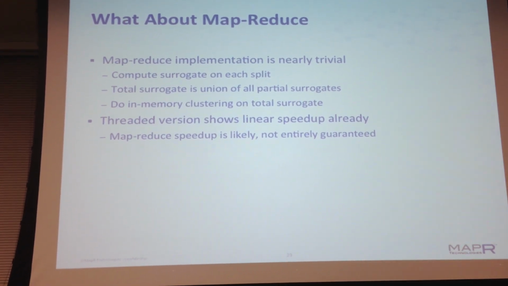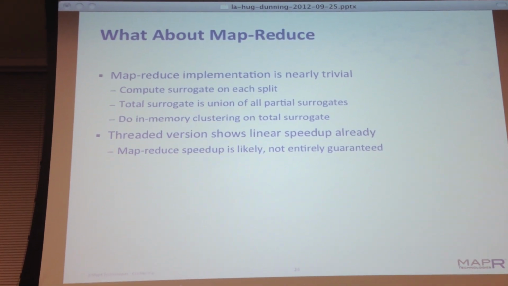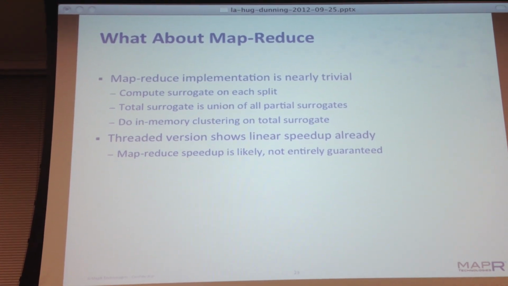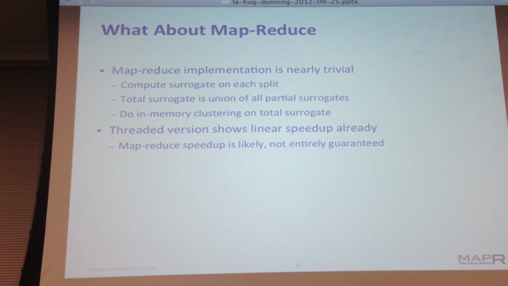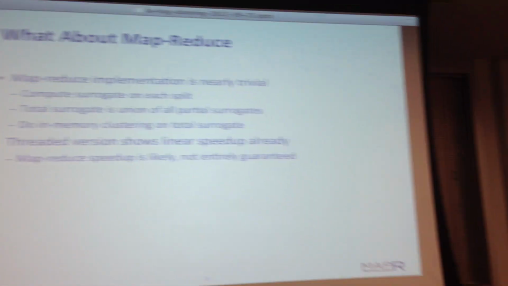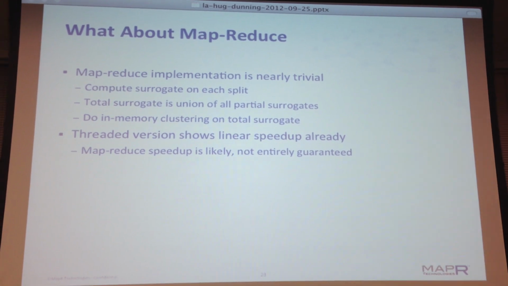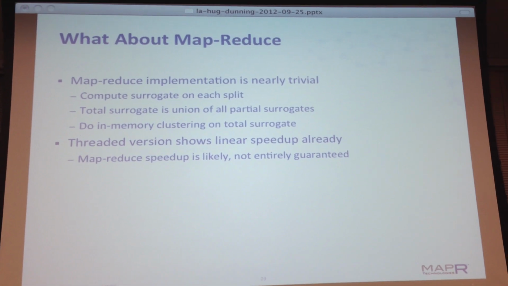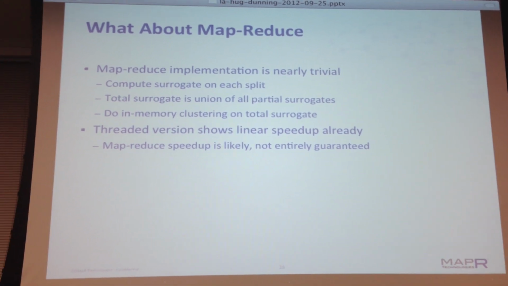And you might even have a combiner if you want. These are all simple, but it's so small compared to the input data, you don't need the combiner because the amount of data moving around is tiny. And so the threaded version shows pretty much exactly linear speed up, and the MapReduce version should do almost exactly the same. Not entirely guaranteed. There's always surprises when you try to move data around. But the splits have no interactions, so it should be good.